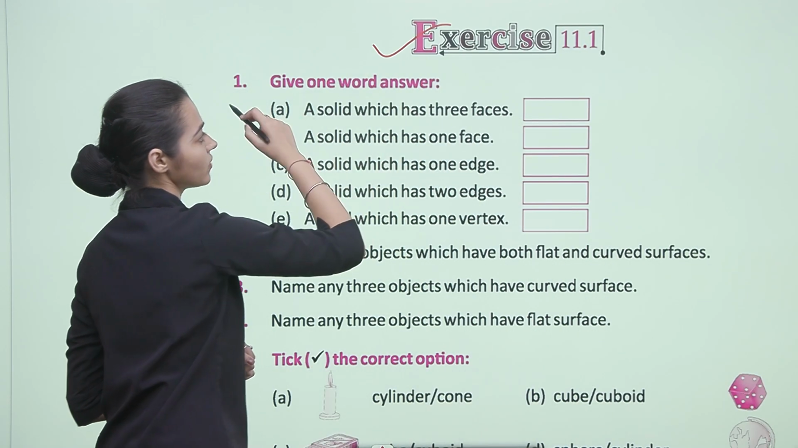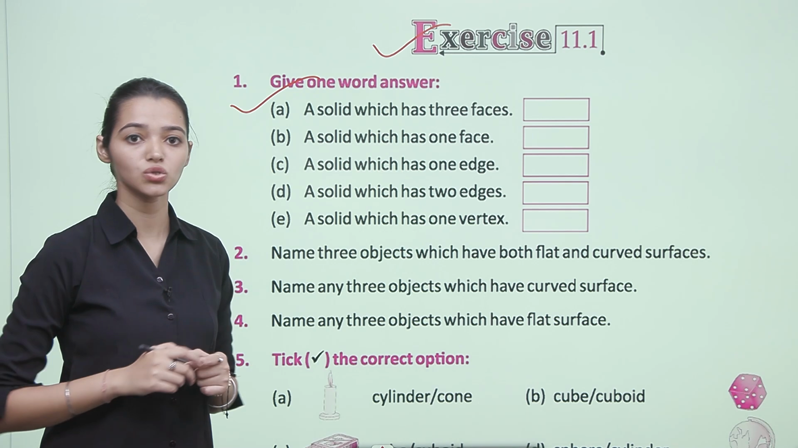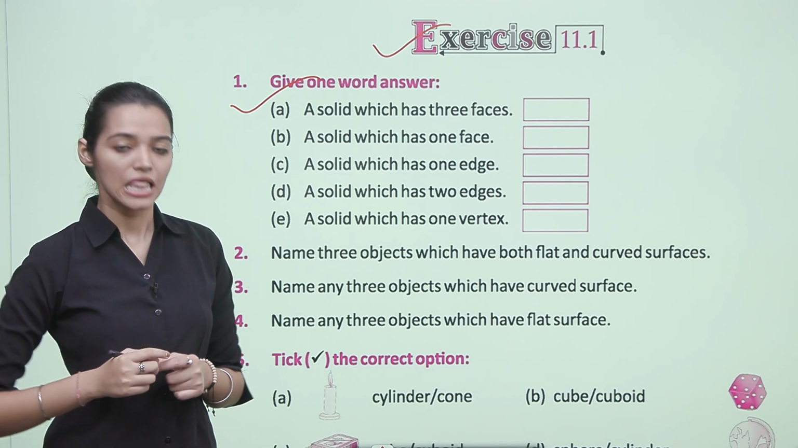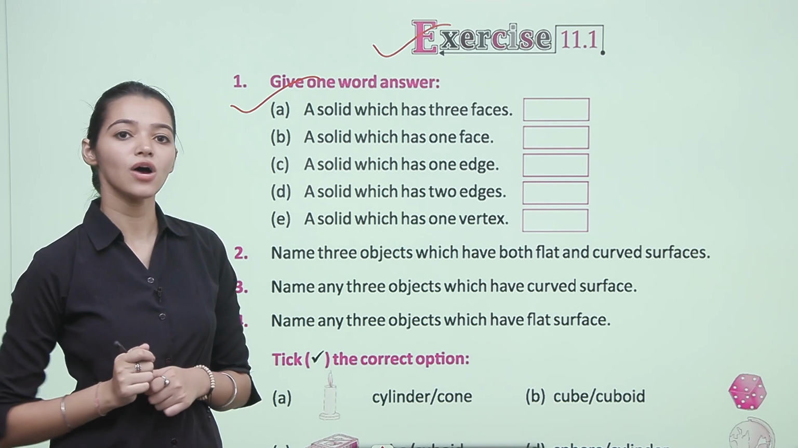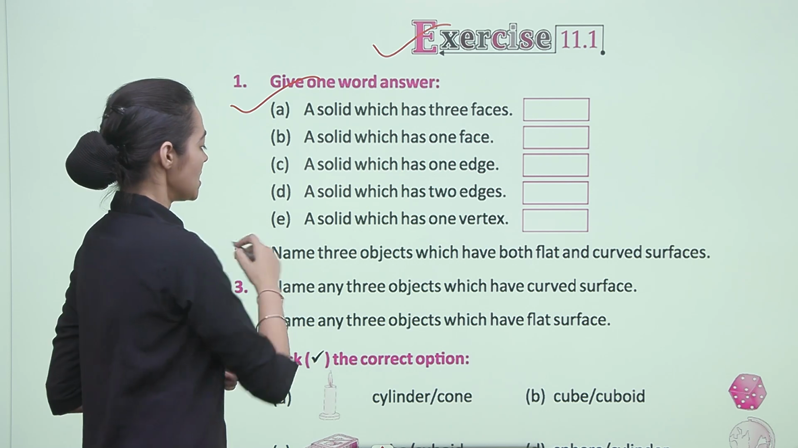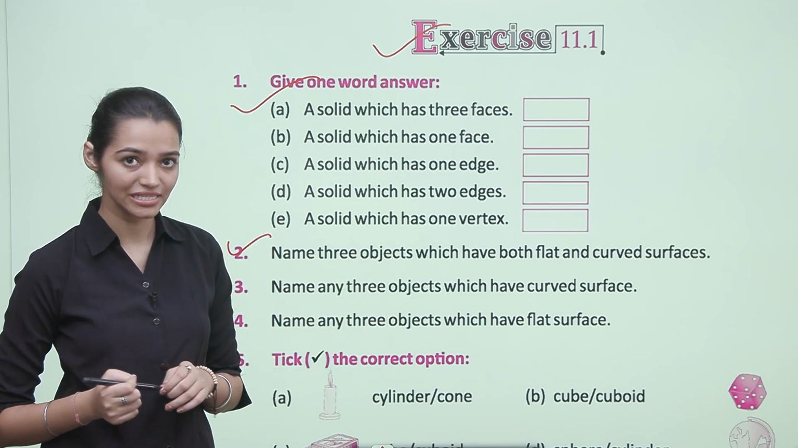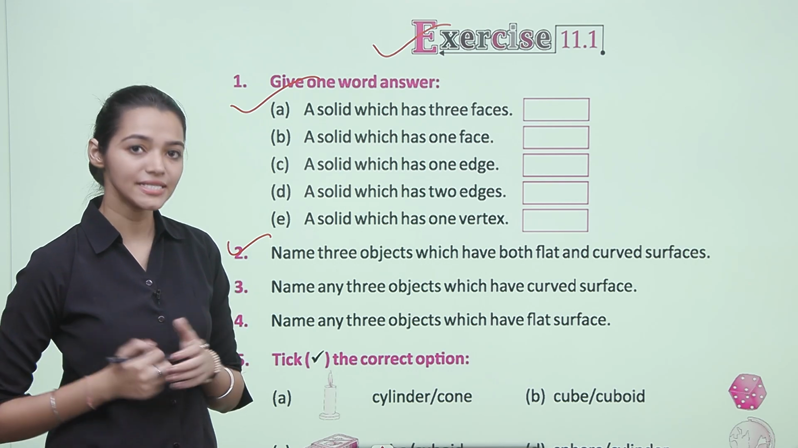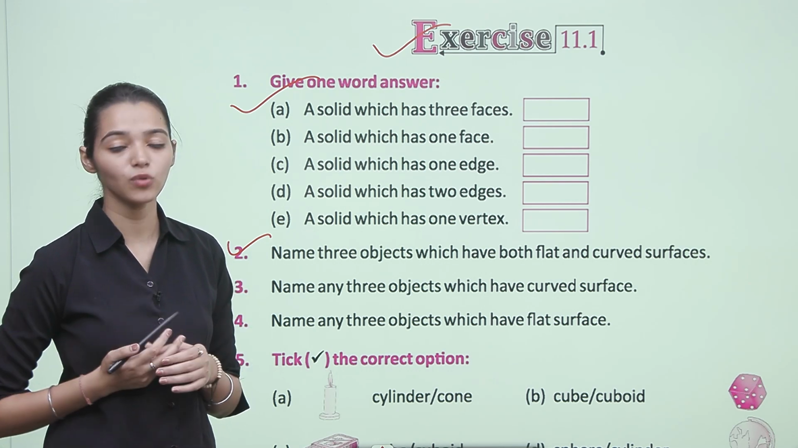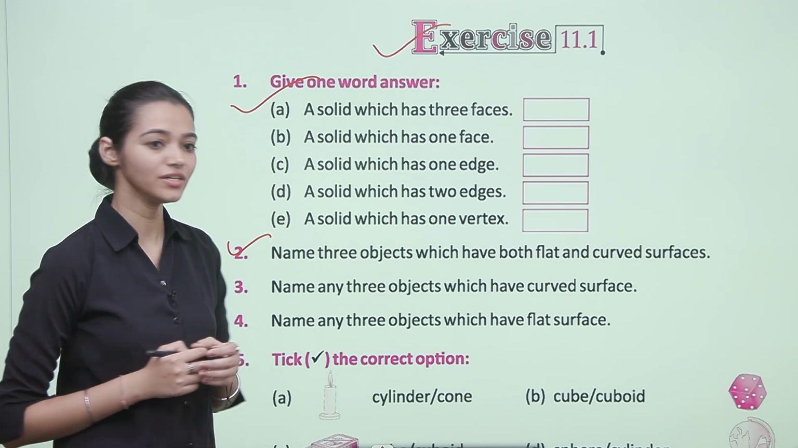Let's start the exercise 11.1. In the first one, we have to choose the correct answer. A solid which has 3 faces, that is a cylinder. That's how you can solve the remaining part. Now in the next one, name 3 objects which have both flat and curved surfaces, that is a candle, a pencil, a light bulb. That's how you can solve the remaining part.